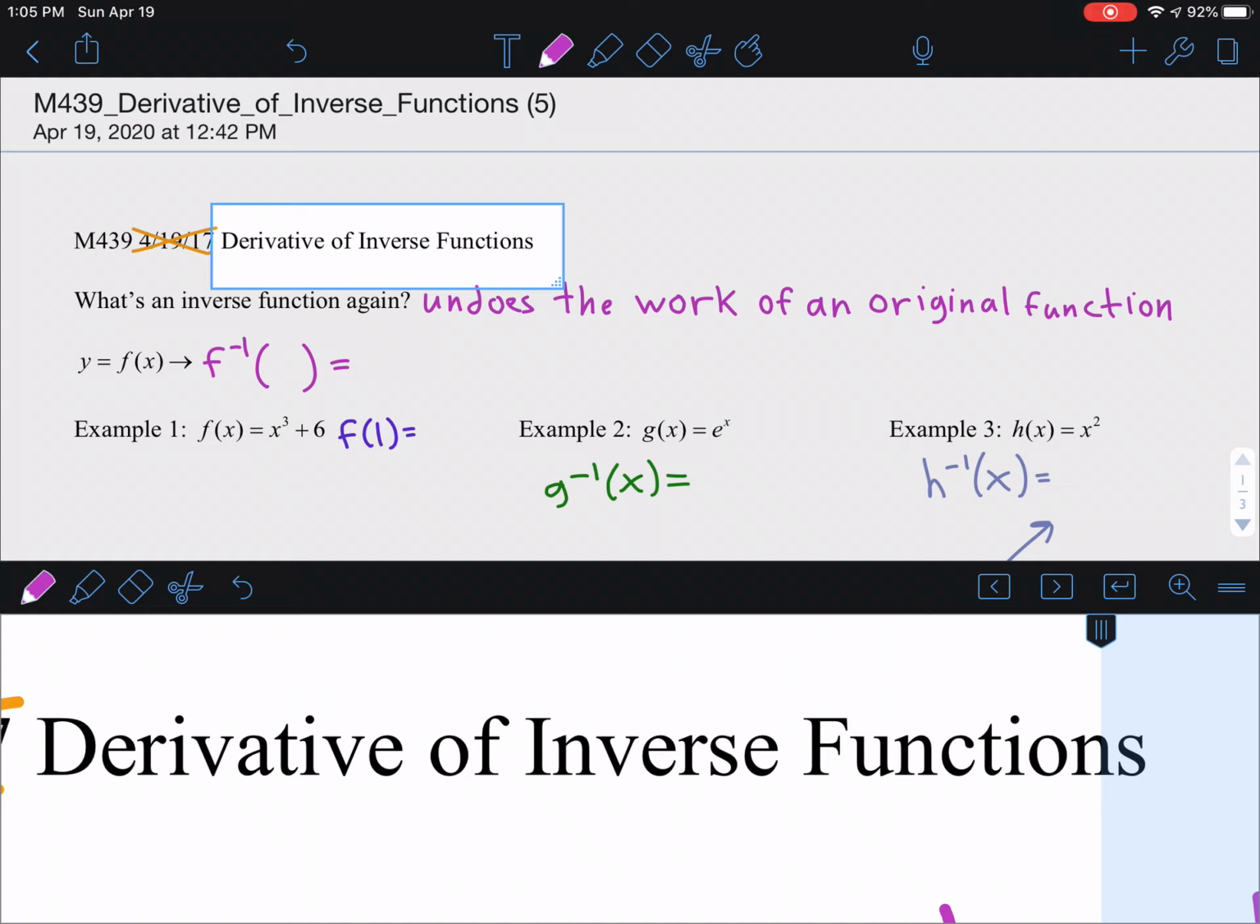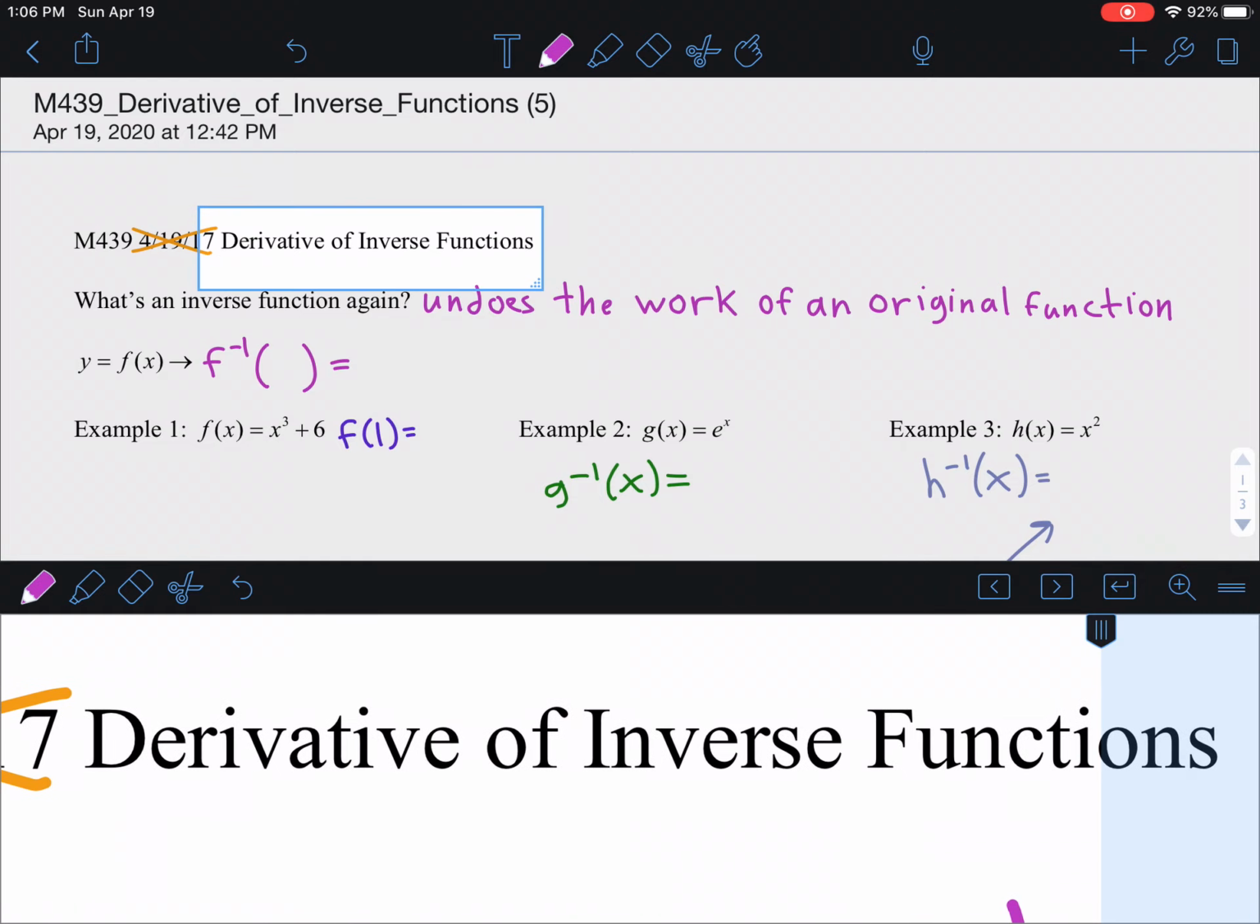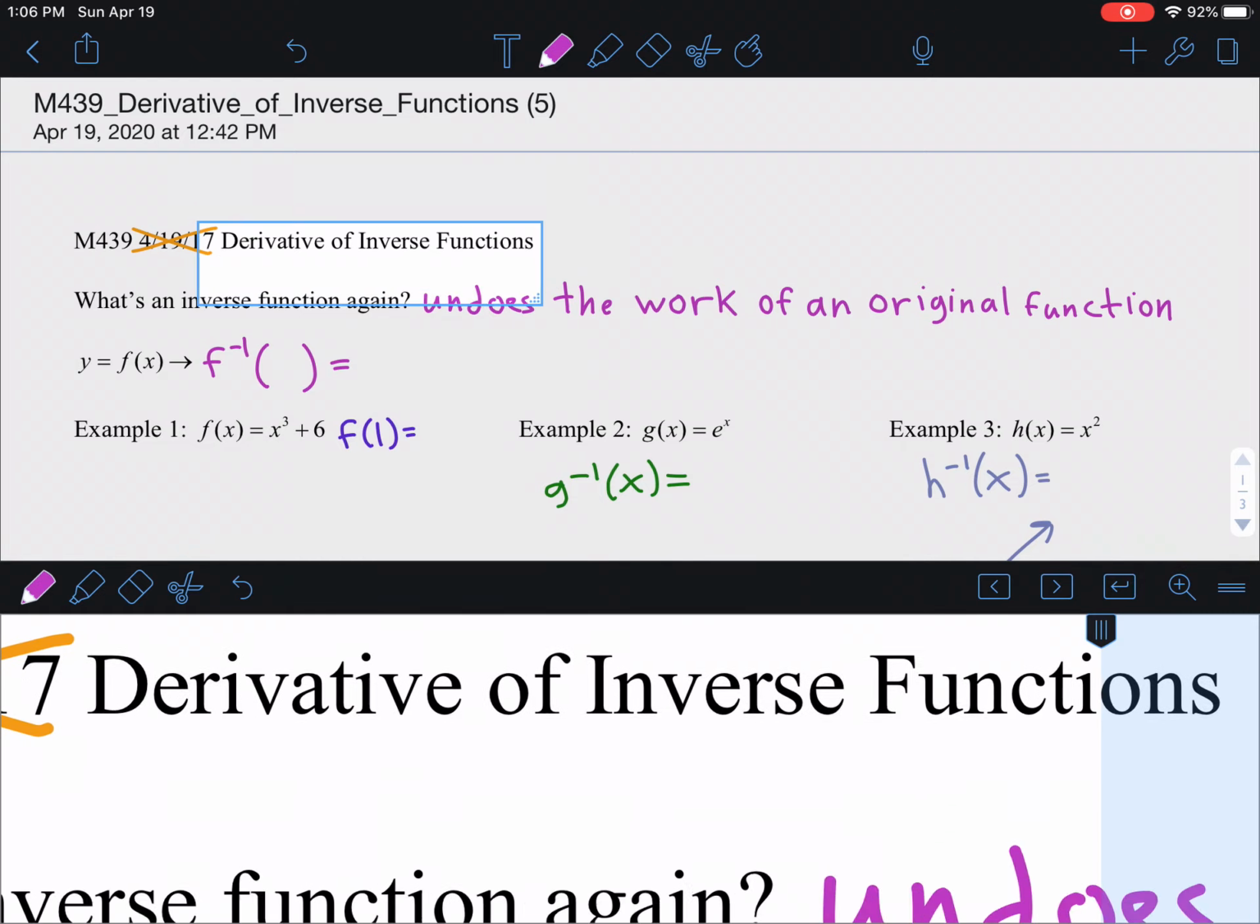So if you recall, back at the end of chapter 3b, we learned most of our derivative rules. We had finished up derivatives of logs and exponential functions, and I said back then we had one derivative rule left, and that is the one we're going to tackle today. So the derivative of inverse functions rule, we'll get to that in a little bit. Let's do a little recap first.